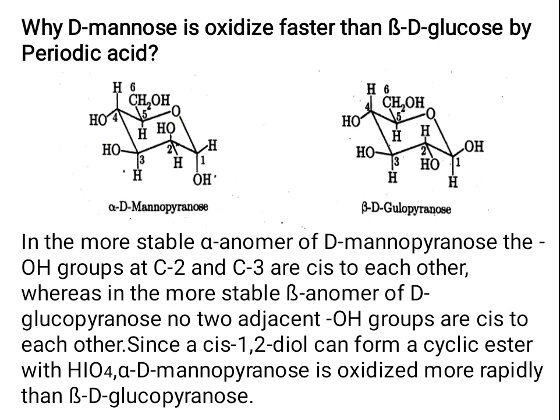Whereas in the more stable beta anomer of D-glucopyranose, no two adjacent OH groups are cis to each other. All these OH groups are trans to each other. Look, this one is the equatorial up, this one is the equatorial down, again this one is the equatorial up, this one is the equatorial down. That's why no two hydroxyl groups are cis to each other. Since a cis 1,2-diol can form a cyclic ester with periodic acid, alpha-D-mannopyranose is oxidized more rapidly than beta-D-glucopyranose.